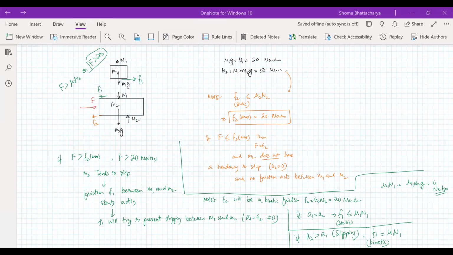Because see, again, in your answer, what is happening? A1 is different than A2 in such a way that A1 is moving faster than A2. I think that's not logical. You are applying the force on the lower block. How will the upper block start moving faster? Friction will prevent slipping between them. It's not creating slipping between them. Understood the point? So in that case, mostly what is happening, the friction F1 that is acting is a static friction. So it is less than 4 newtons. It's not equal to 4 newtons.